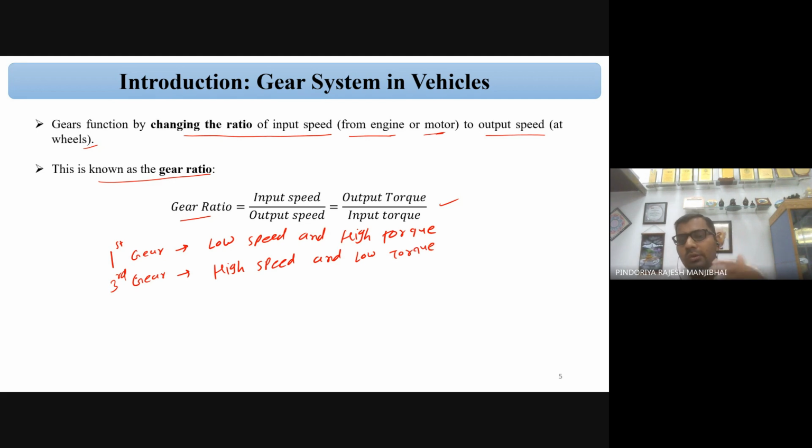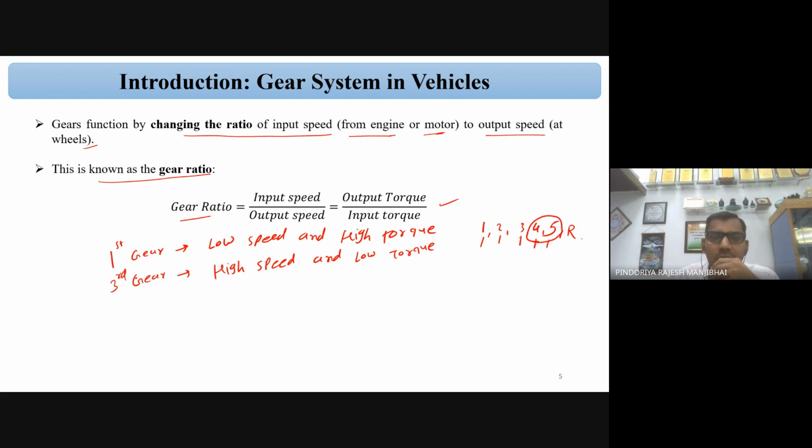So slowly you will increase the gear. Initially first gear, then second, then third, fourth, and fifth. Correct. So normally every vehicle has five gears and one reverse gear. So first gear is the initial condition, then slowly you increase the speed, then second gear, then third gear, fourth gear, and fifth gear. So normally on the highway we can drive in the fourth and fifth gear, correct?